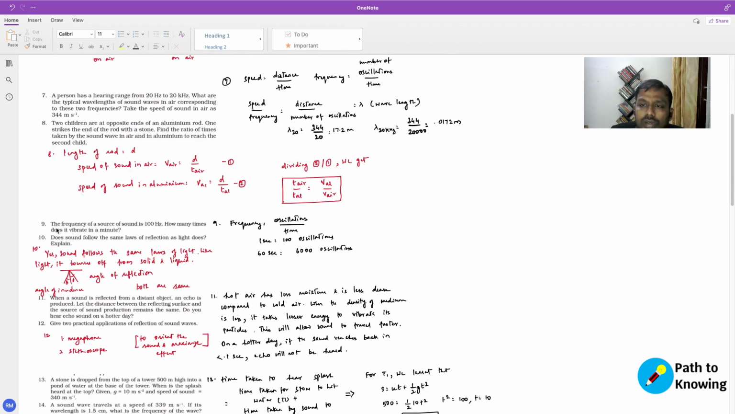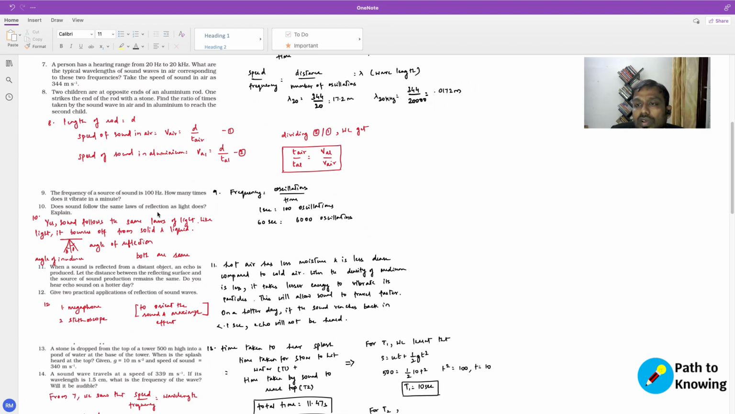The frequency of a source of sound is 100 Hz. How many times does it vibrate in a minute? So a frequency is nothing but oscillations by time. So oscillations is the number of times it vibrates, right? So in 1 second it vibrates 100 times. So in 1 second there are 100 oscillations. In 1 minute there are 60 seconds. So there are 60 into 100 oscillations, which is 6,000 oscillations.